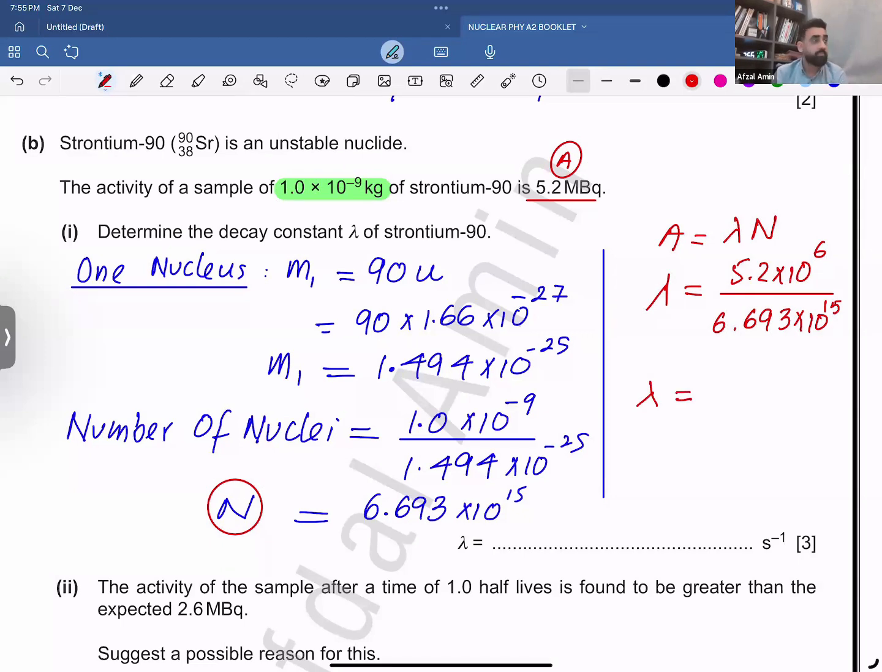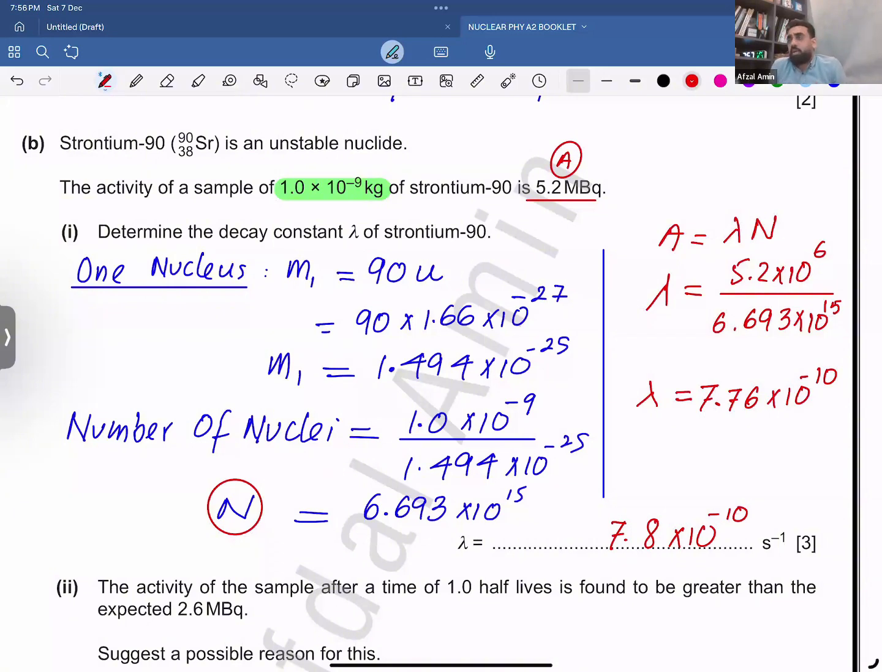Calculate. Intermediate answers, please don't round off. Okay, final, we will round. 7.76 into 10 power minus 10. So 7.8 into 10 power negative 10 per second.